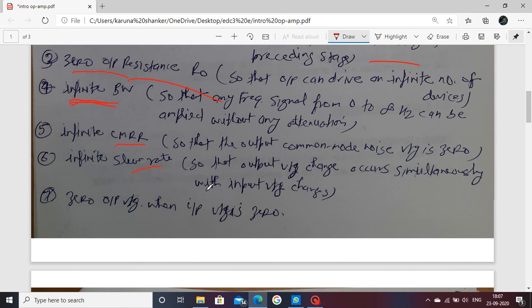Infinite slew rate also represents that the output voltage change occurs simultaneously with input voltage changes. If the input changes rapidly, the output also changes. Infinite slew rate means whatever the input changes, the output also changes just as fast. This is represented as infinite slew rate. The next one is zero output voltage when input voltage is zero. When the op-amp is given a zero input signal, the output is also zero.